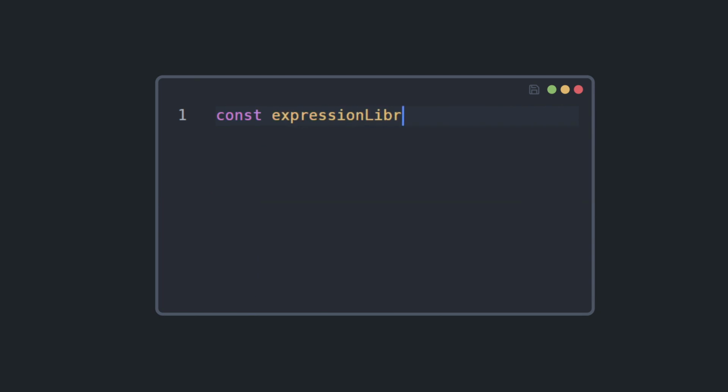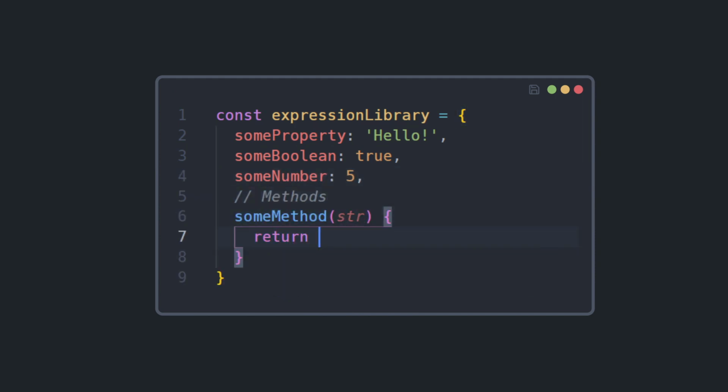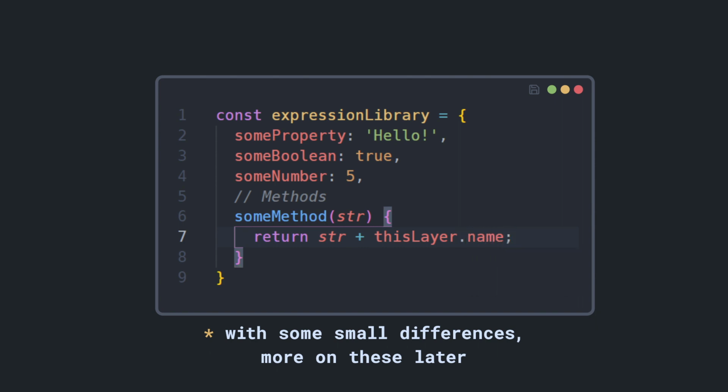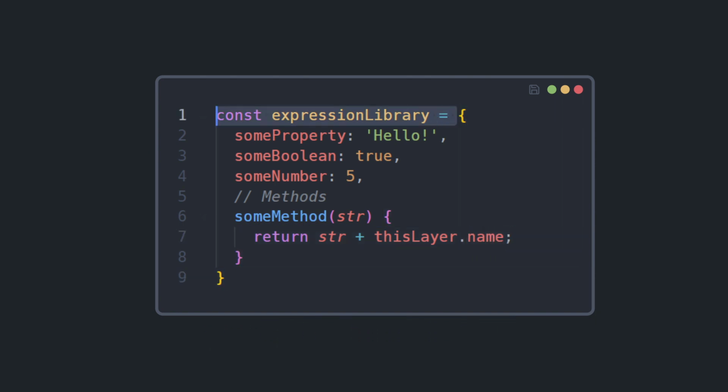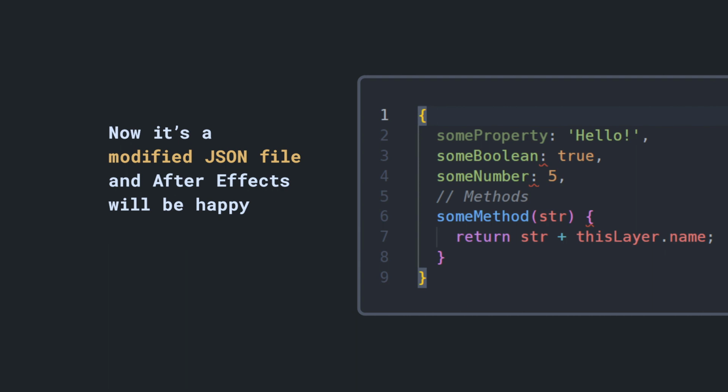In a new file, create a JavaScript object with the properties and methods you want in the library. These properties can be of any type, including comments, with the methods containing code just like you would write in an expression. Then you need to remove the variable declaration, or everything before the opening bracket. This is because expression libraries aren't interpreted as JavaScript files, but rather a modified JSON format.